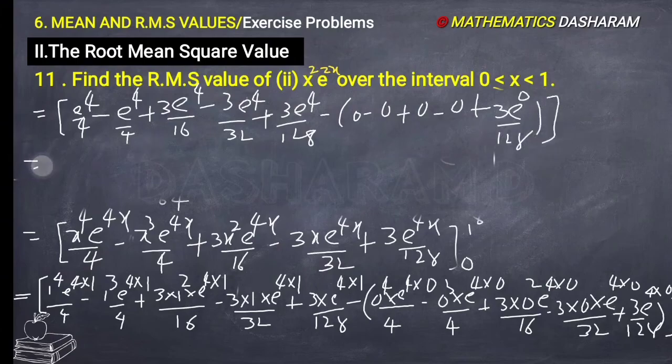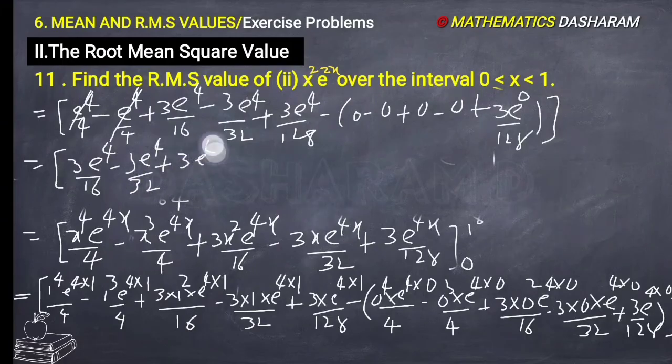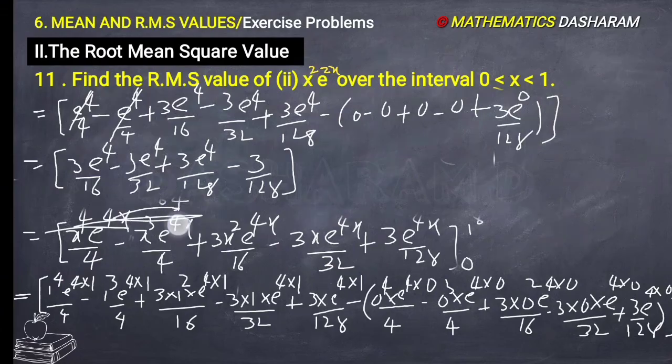So it is equal to, here plus and minus both are cancelled. 3 into e to the power of 4 by 16 minus 3 into e to the power of 4 by 32 plus 3 into e to the power of 4 by 128 minus, here 3 into e to the power of 0, the answer is 1, so minus 3 by 128.